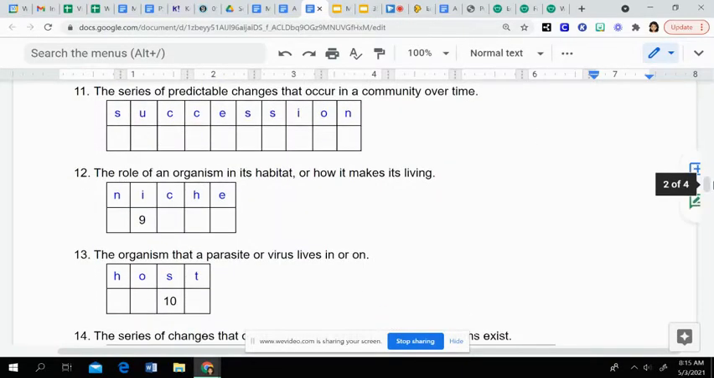11, the series of predictable changes that occur in a community over time is called succession. The role of an organism in its habitat or how it makes its living, so what it does, how it supports the area, how it finds its food, is called its niche. The organism that a parasite or virus lives on or in is called the host.